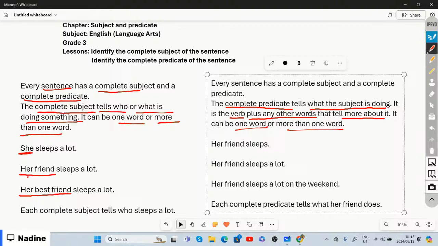If we look at our few sentences, it says her friend sleeps. So what is her friend doing? She sleeps, right?